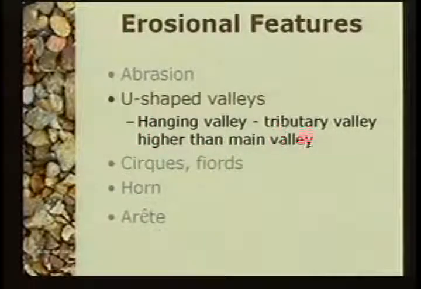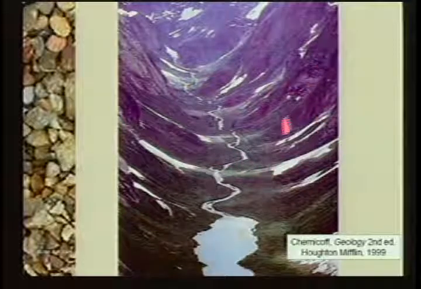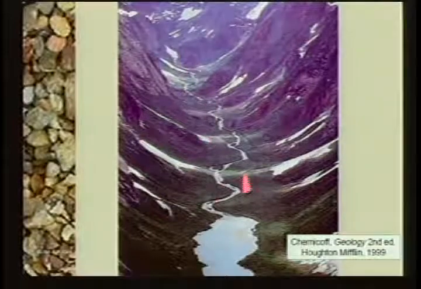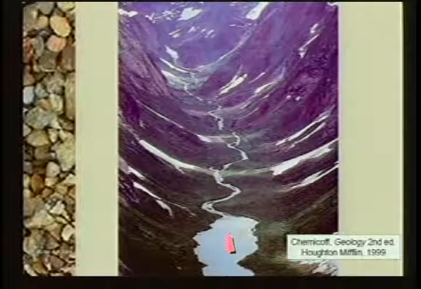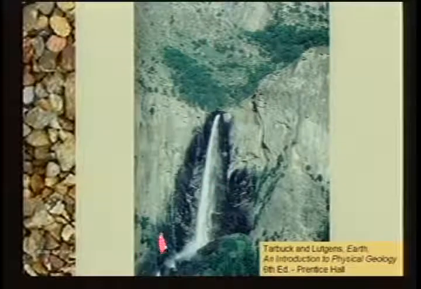Hanging valleys are where the tributary valley was much higher than the main valley. Let's take a look. Here we have a typical glacial trough. Of course, it's not transporting ice right now. There's a little bitty stream running along the bottom. And here we have the main glacial trough down below.